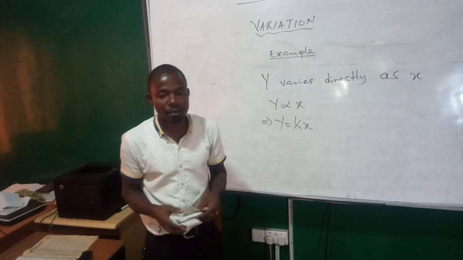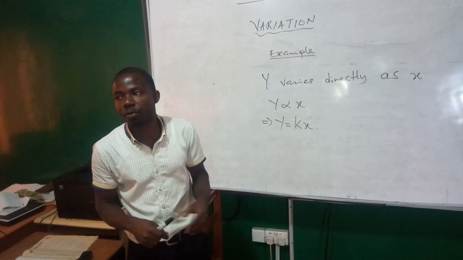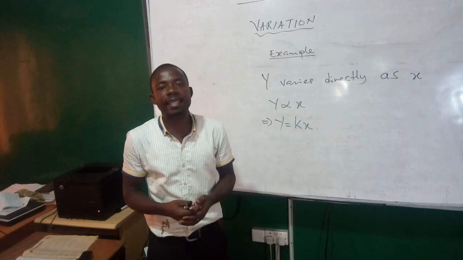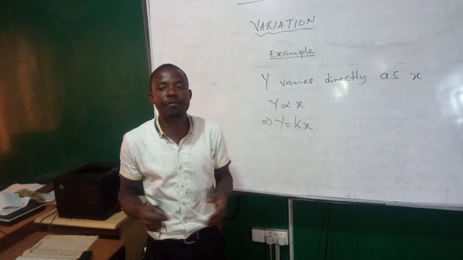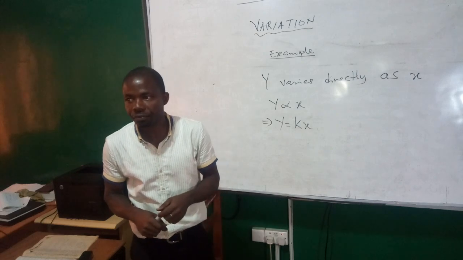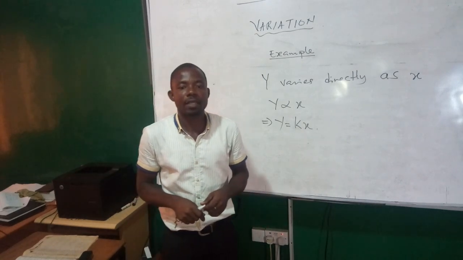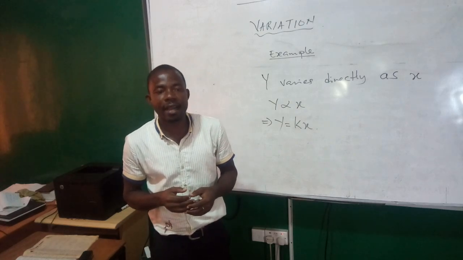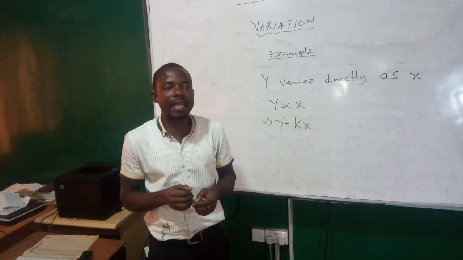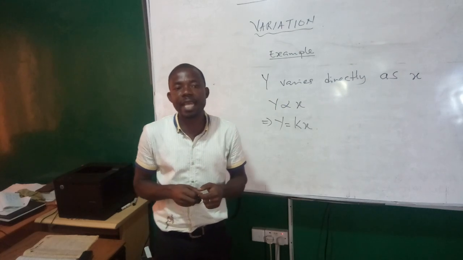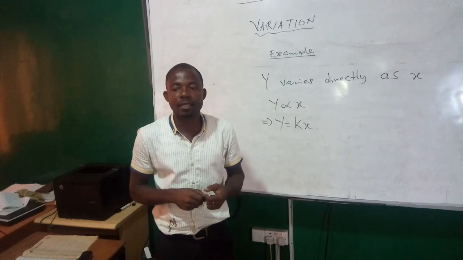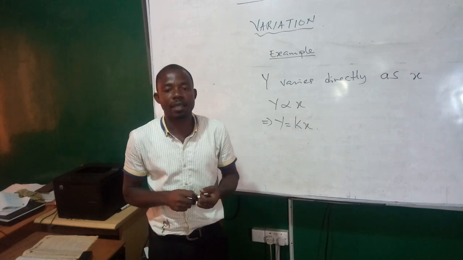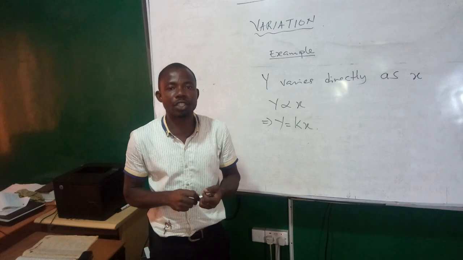We gave examples. I know you have the examples down. We also looked at the types, and we said we have 4 types. The first one being the direct or the linear. The second one, the indirect or the inverse. Number 3, we have the joint. And number 4, we have the partial variation.